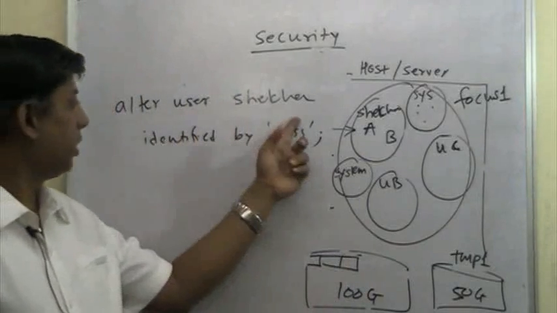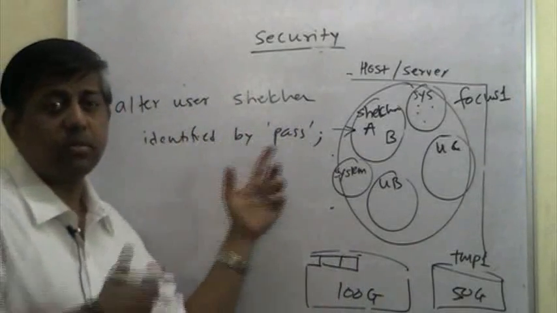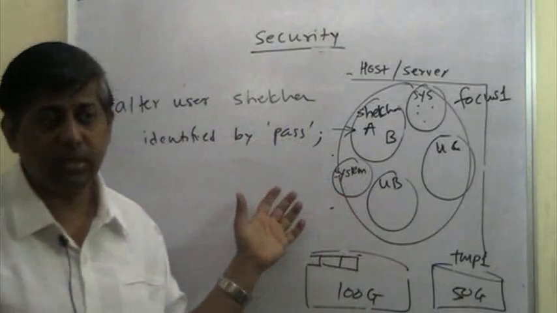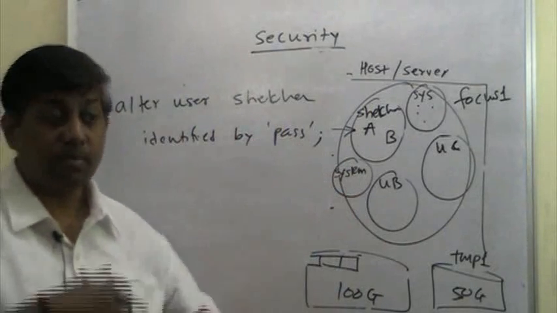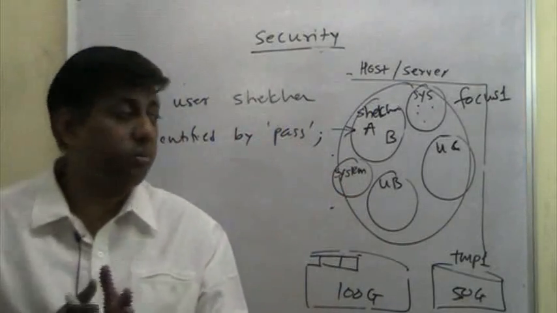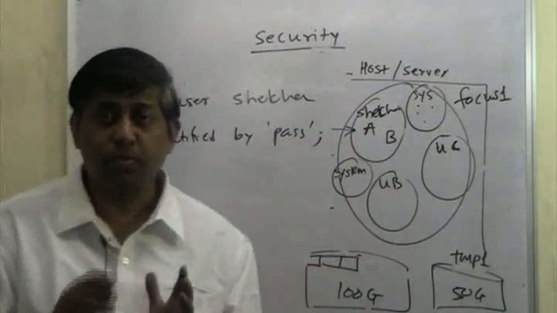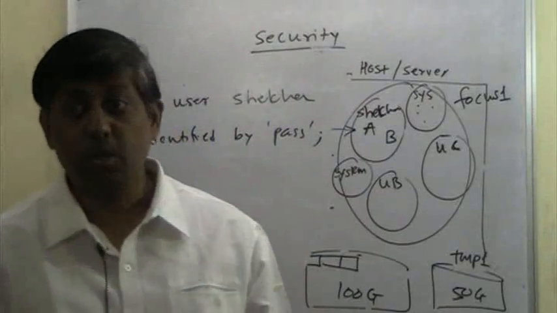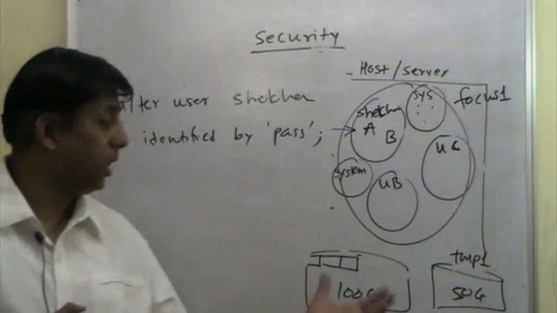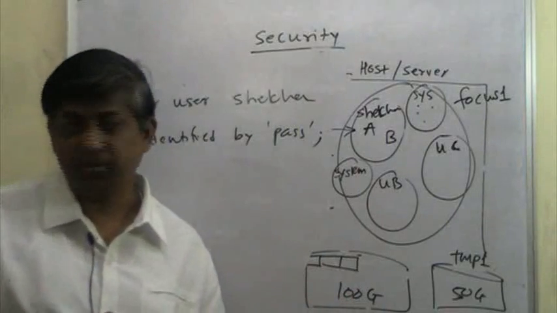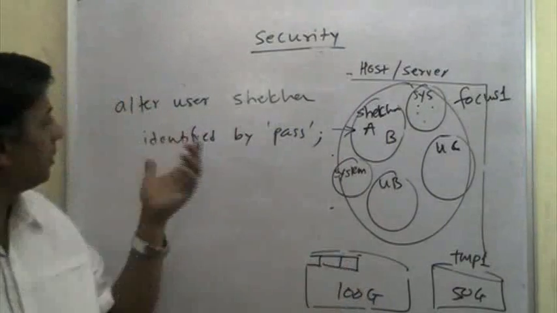So alter user Shekhar default tablespace TS5. Now the default tablespace will be changed, and from that point onward, any new object created by user Shekhar will go into the new tablespace. The older objects are still going to be in the previous default tablespace. So this is how alter user works.